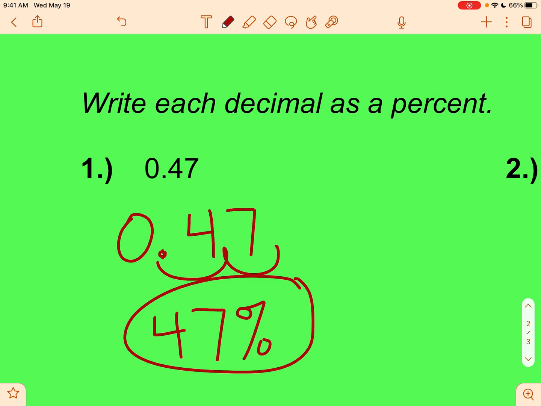And whenever you're writing a percent, you cannot forget that percent sign. That's super important so that people know what you're talking about.